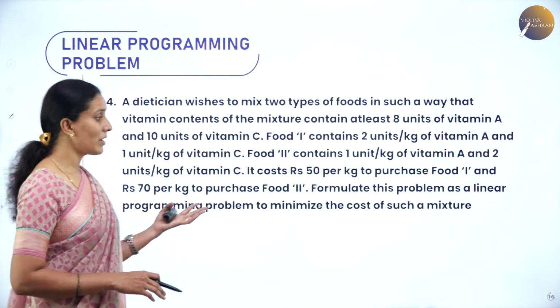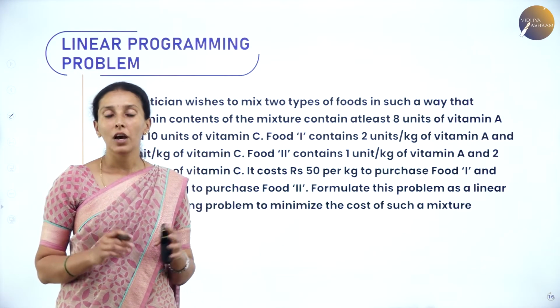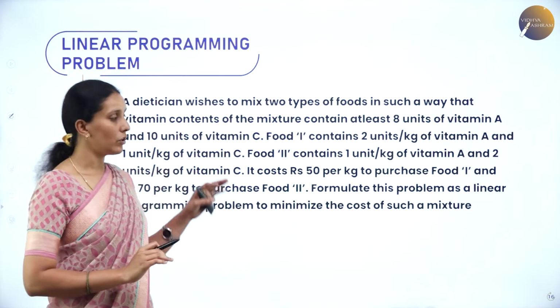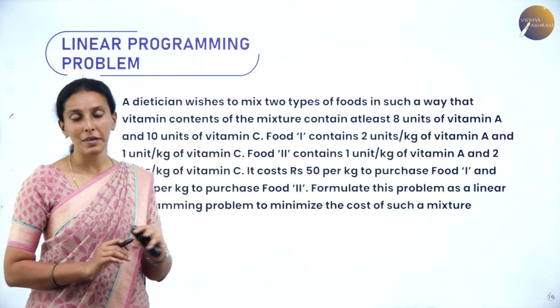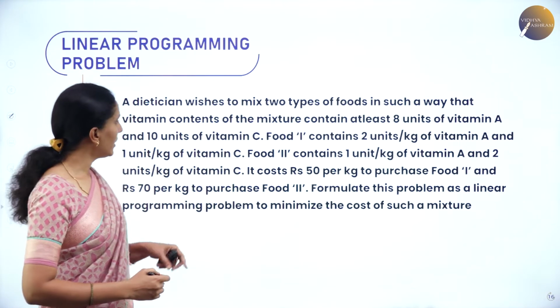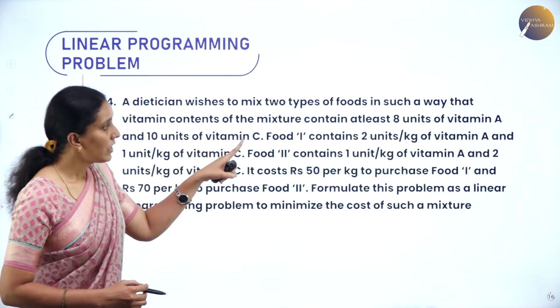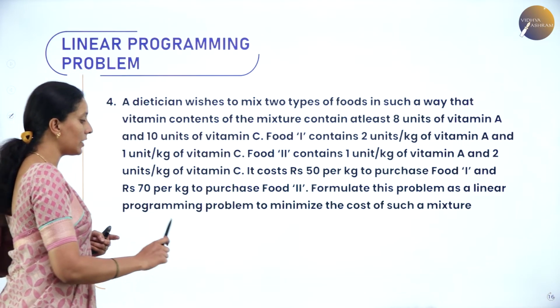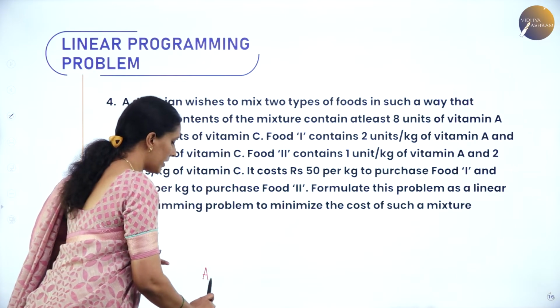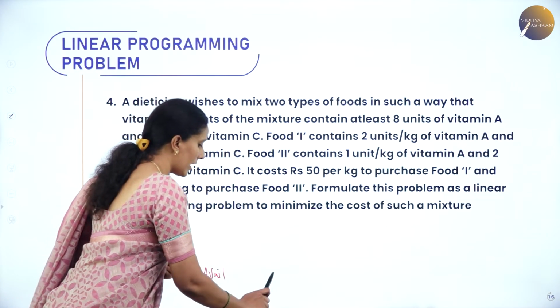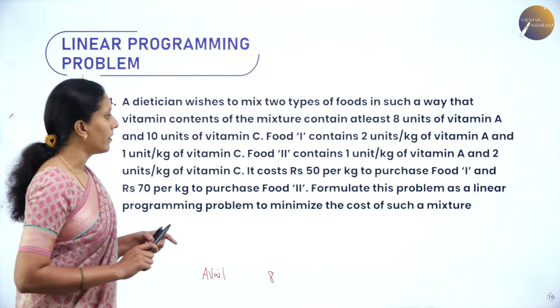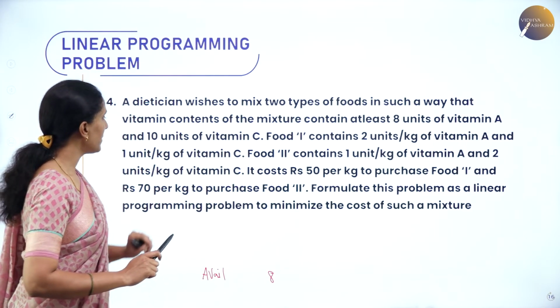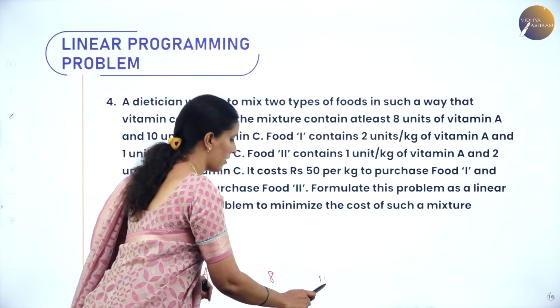Again, when I say minimize the cost of such a mixture, we are going to find out the minimum value for the given linear programming problem. So what is given here? The mixture can have at least 8 units of vitamin A. So the availability of vitamin A is 8 units. That is the minimum. And that of vitamin C is 10.